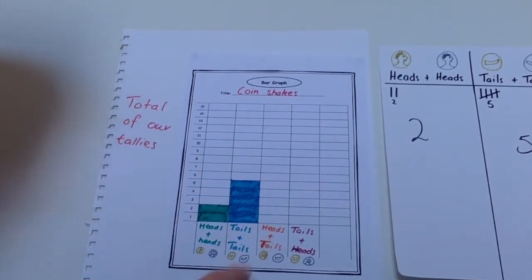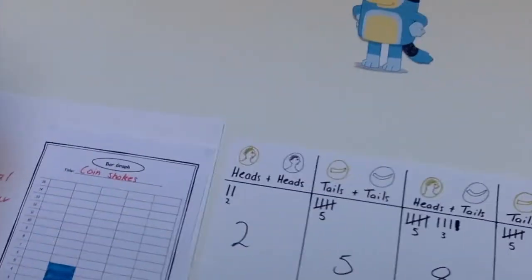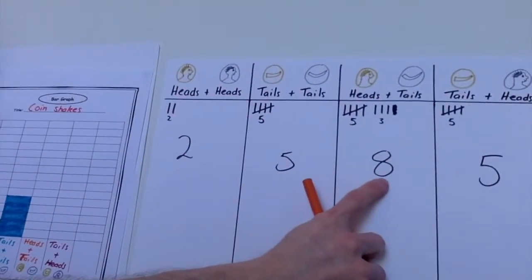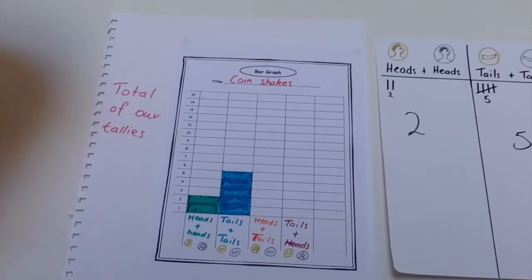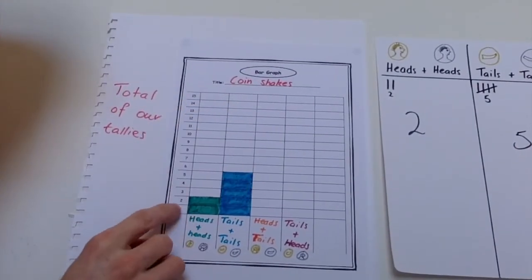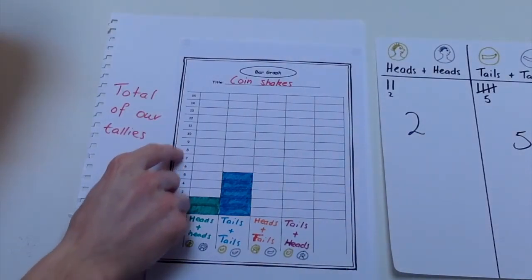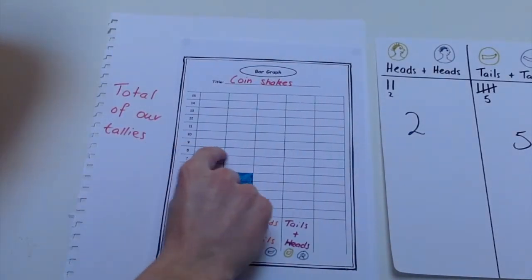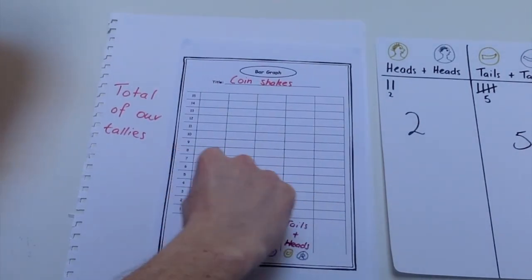Okay, so once you've done your next one, we're going to move to heads and tails, your next heading. Okay, so in our heads and tails, our total was 8 in our tally. So, again, best way to do it is to count up to 8. 3, 4, 5, 6, 7, 8. Okay, then roll your finger across down to that box. Okay, so I'm on 8.